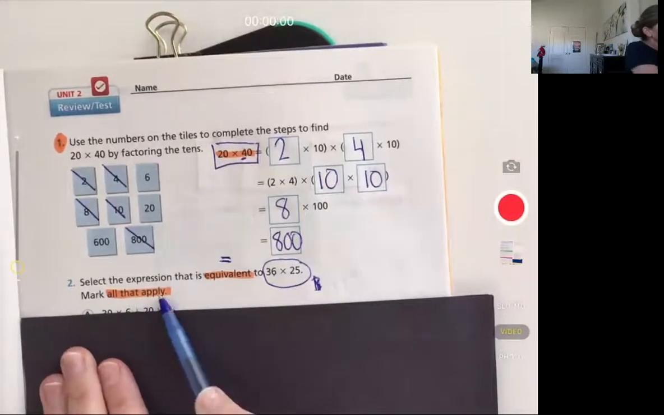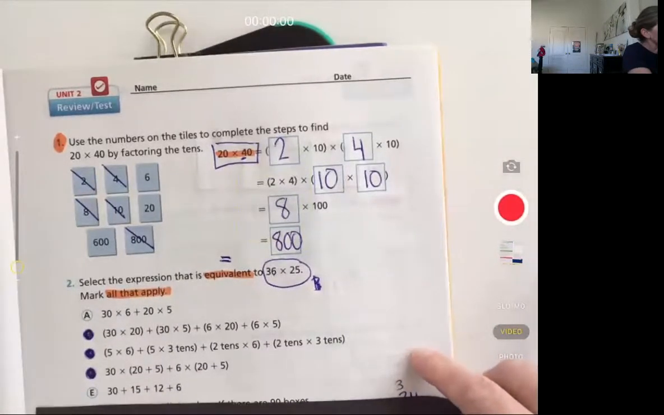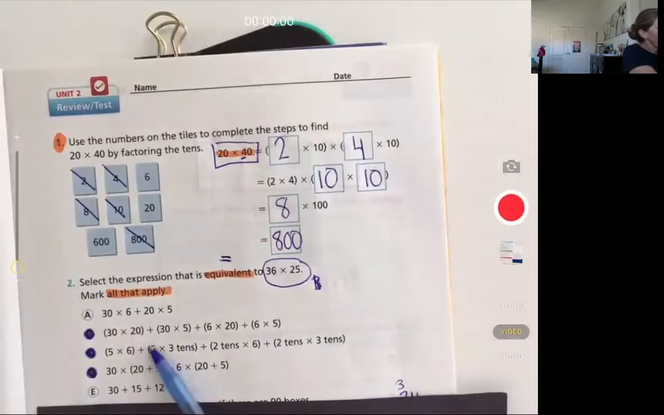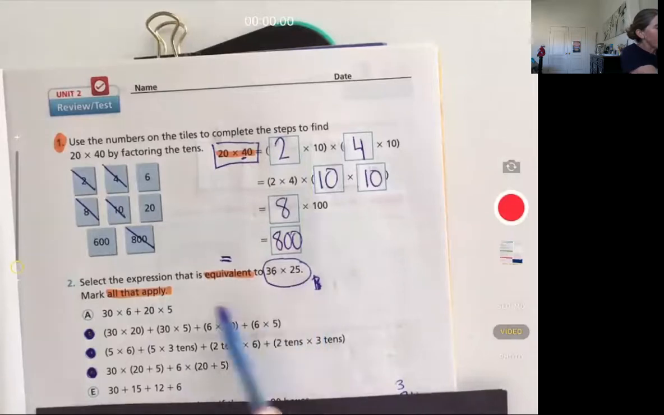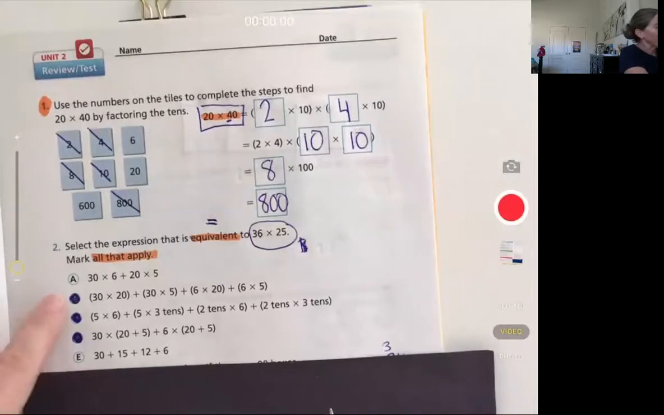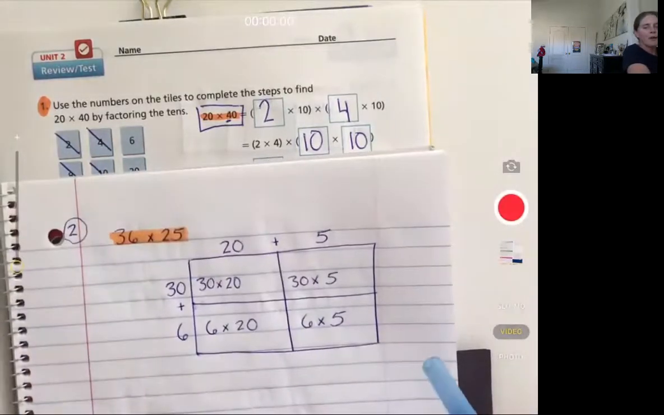For number 2, it asks us to select through letters A through E all the expressions that we could use to solve this equation. This is the 2 by 2, 36 times 25, and we needed to mark everything that applied. Now, if you're checking yourself, B, C, and D were the 3 correct expressions. I'm going to explain how we knew those, okay? I'm going to show you my notebook.